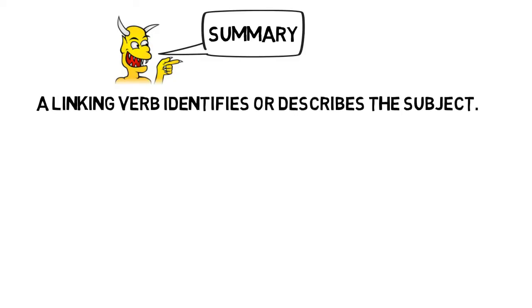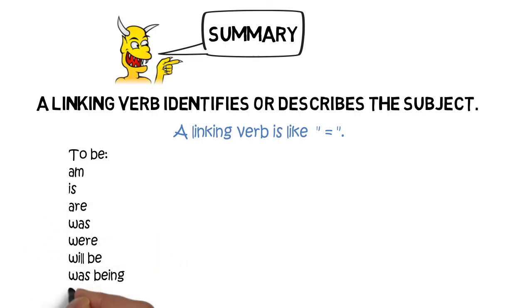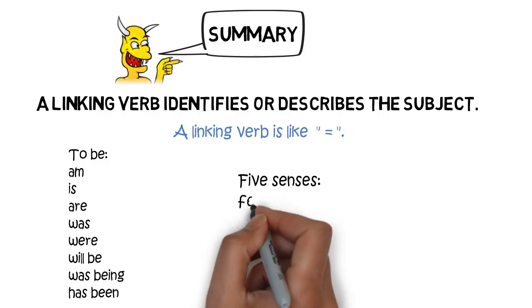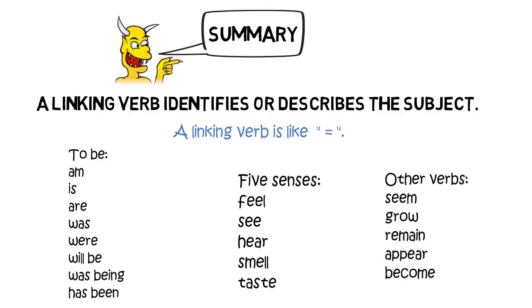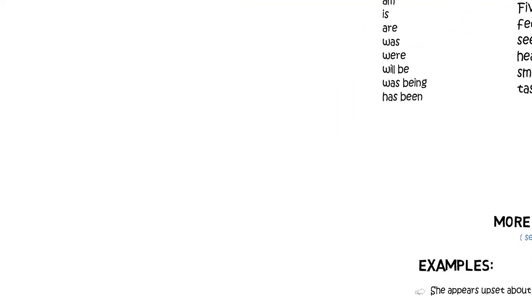Let's do a summary. A linking verb identifies or describes the subject. It's like an equal sign. The most common one is the verb to be in its various forms. Verbs relating to the 5 senses can be linking verbs. And other common linking verbs are verbs like to seem, to grow, to remain, to appear and become.